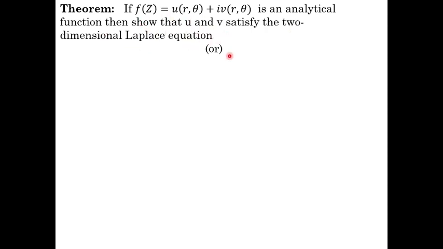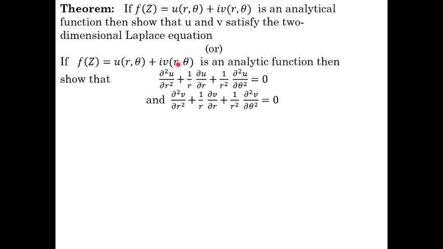Otherwise, this problem can also be written like this: if f of z is equal to u plus iv is an analytic function, then prove that ∂²u/∂r² plus (1/r) ∂u/∂r plus (1/r²) ∂²u/∂θ² is equal to 0. This is the Laplace equation in u, and likewise in v. This is the harmonic function of u in polar form, and this is the harmonic function of v in polar form. Let us see the proof.